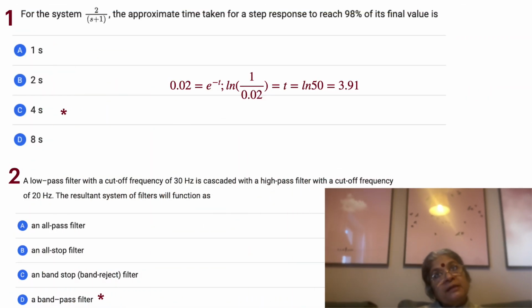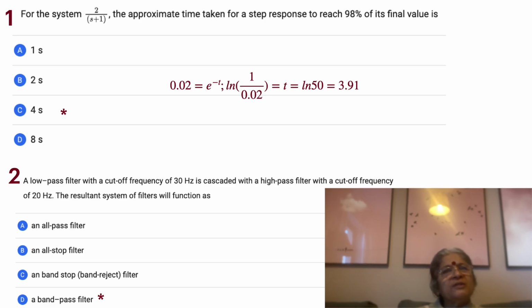Now the step response reaches 98%, and what it does not reach is going to be 2%. This 2% is what has to be covered by the time delay quantity. So 2% or 0.02 is equal to e raised to minus t. This is another interpretation of the same problem. Now 0.98 is equal to 1 minus e raised to minus t.